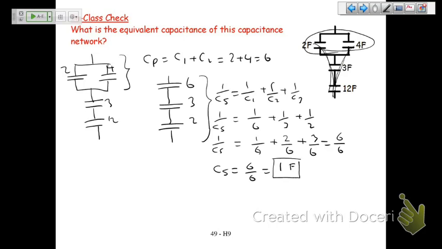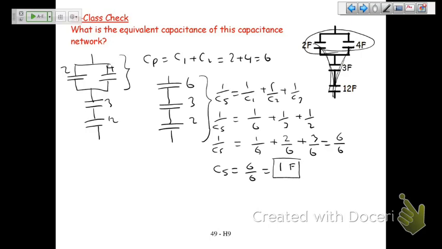Let me just double check that. 1 over 6, yeah, that's right. 1 over 6 plus 1 over 3 plus 1 over 2. So that's 1 over 6, 2 over 6, and 3 over 6. Yep, that's right. Okay.